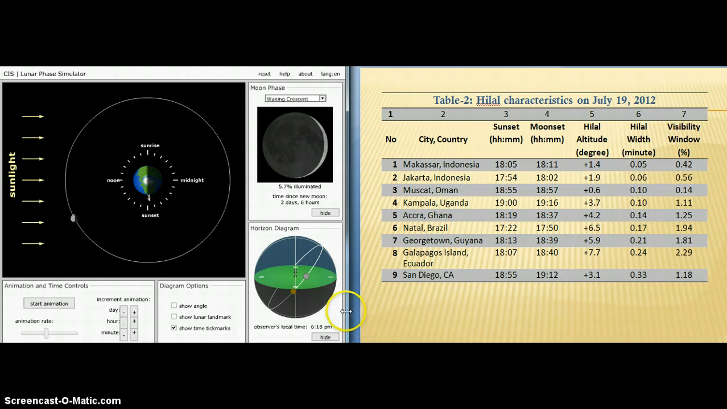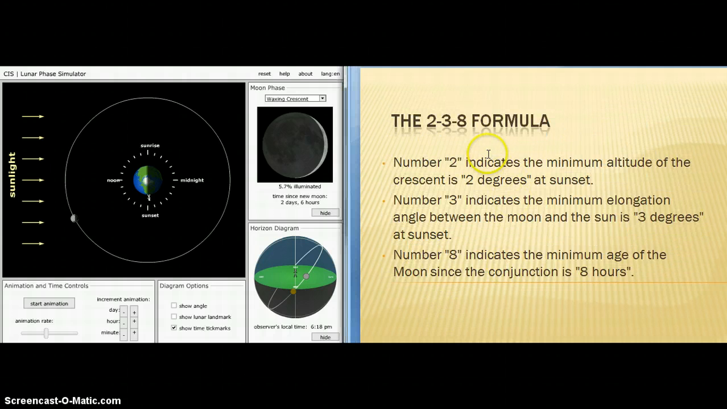What is actually Imkan-rukyat? In short, Imkan-rukyat is an astronomical criterion that is regarded as a compromise in accommodating the proponents of the moon sighting method. In so doing, the calculated position of the crescent has a better possibility to be physically seen. In general, the requirement is given in the 2-3-8 formula.